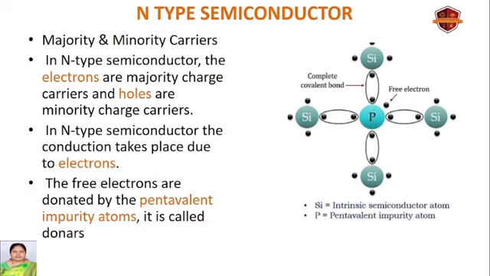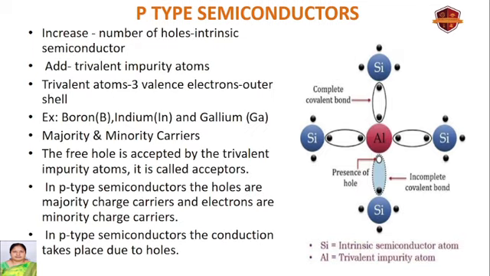In N-type semiconductor, the electrons are majority charge carriers and holes are minority charge carriers. Here the conduction takes place due to the electrons. Here the free electrons are donated by the pentavalent impurity atoms called donors.